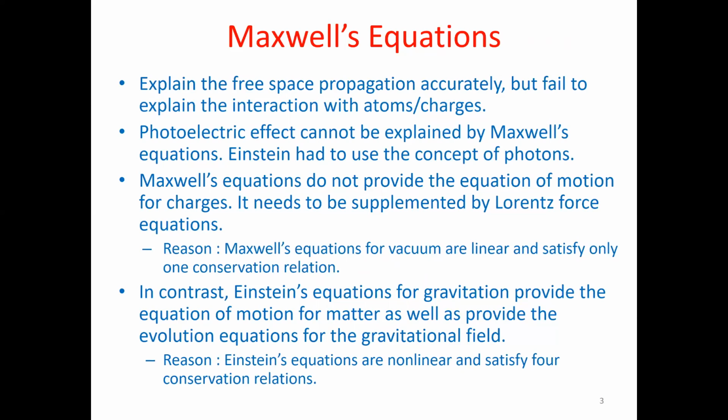Reason is that Maxwell's equations for vacuum are linear and satisfy only one conservation relation. In contrast, Einstein's equations for gravitation provide the equation of motion for matter as well as provide the evolution equations for the gravitational field. Einstein's equations are nonlinear and satisfy four conservation relations. Later, I will show that the equations of motion for charges is built into Maxwell's equations if we take into account the space-time curvature.